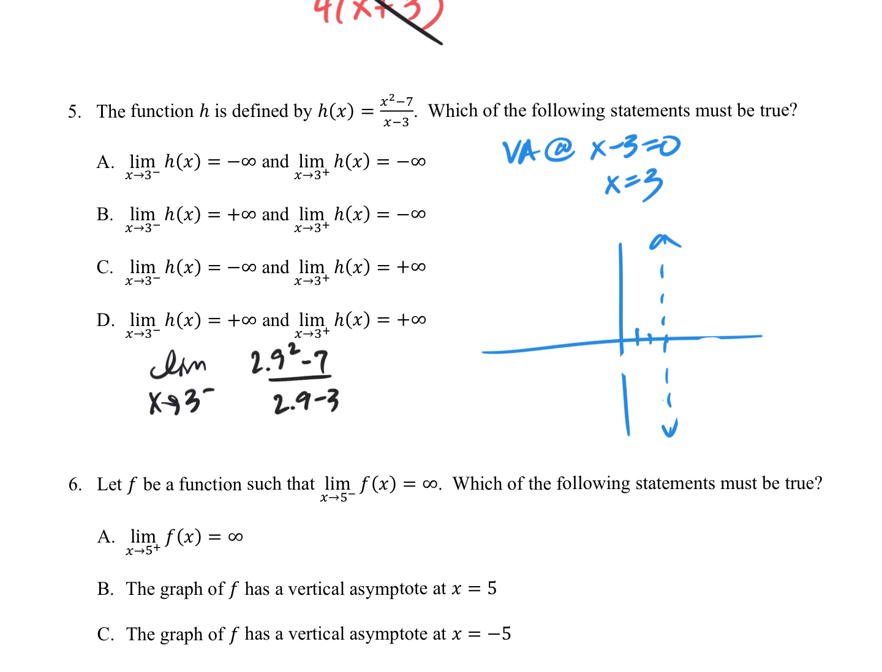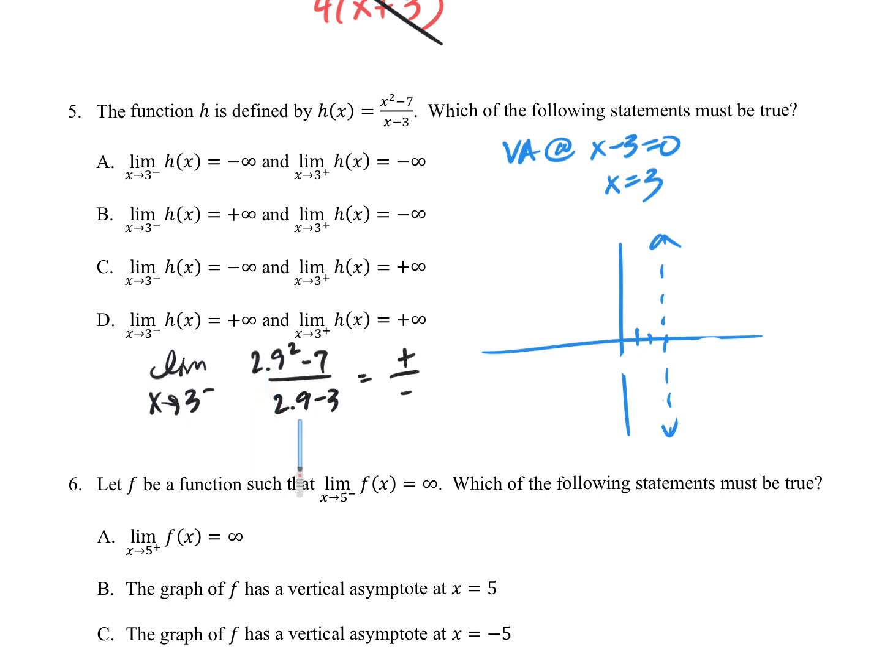I don't care what the value is. What's the denominator going to be, positive or negative? Negative. What's the numerator going to be, positive or negative, do you think? Positive. Yeah, 2.9 is really close to 3. 3 squared is 9. 9 minus 7 would be positive. So 2.9 squared minus 7 is still going to be positive, okay?